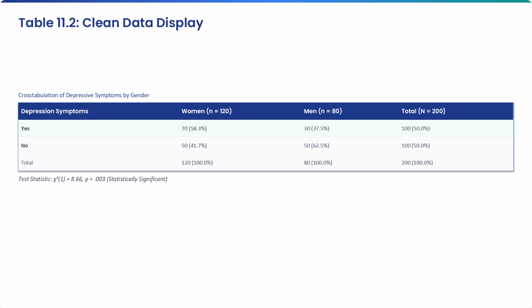In this case, 58.3% of women reported depressive symptoms compared to 37.5% of men. The audience can immediately see that it is a statistically significant difference from the table.